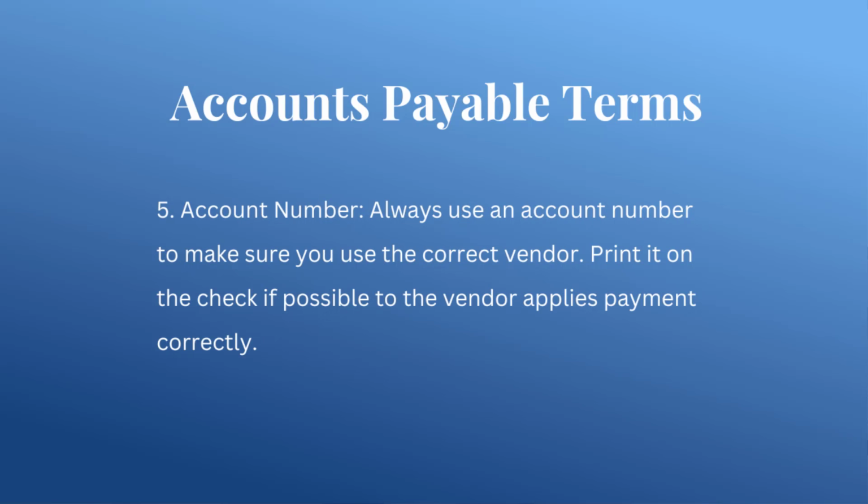Number 5, account number. Account number refers to the account number you have with a specific vendor. This is crucial to make sure that the invoice is being entered under the correct vendor. Like if you have multiple AT&T accounts, they'll all have different account numbers. Also, some vendors require the account number to be printed on the check. Even if it's not required, it may help your vendor apply the payment correctly. So make sure it's on the check anytime that you can.